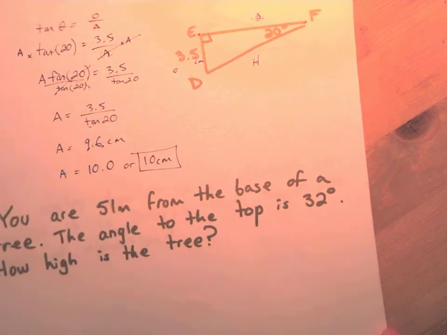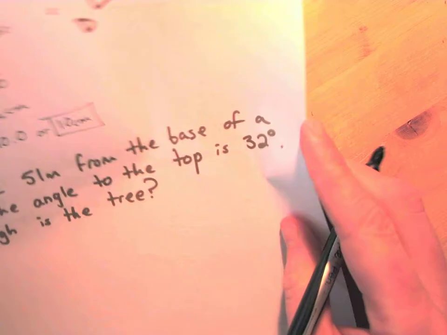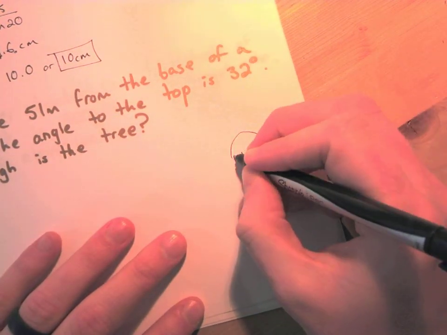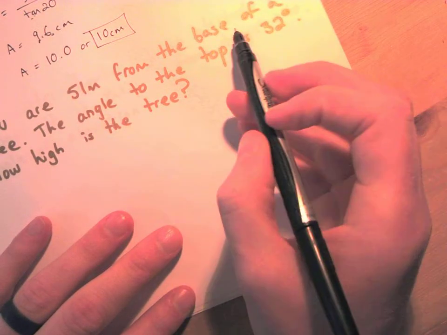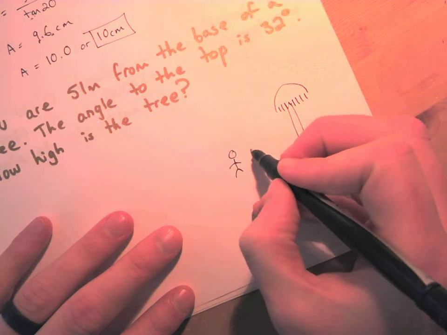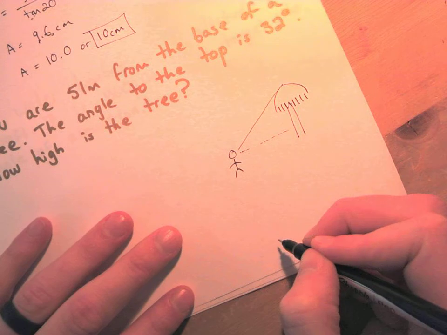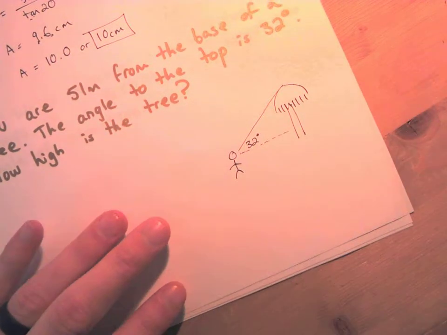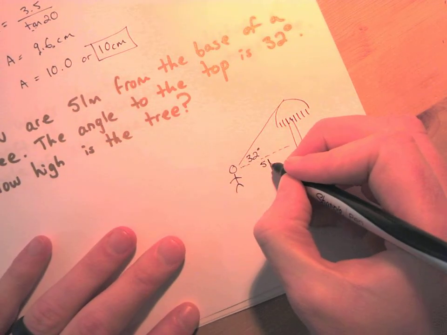Now this next one: you are 51 meters from the base of a tree. The angle to the top is 32 degrees. How high is the tree? Well, you know in the question it has a tree, so you can draw your tree. There's my tree. You know you're standing away from the base of the tree, so a person's standing somewhere. We're looking to the top of the tree here, and it's saying the angle to the top is 32. And it's saying you're 51 meters from the base of the tree.